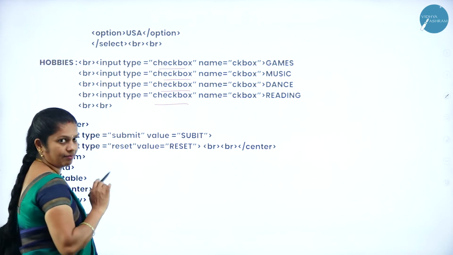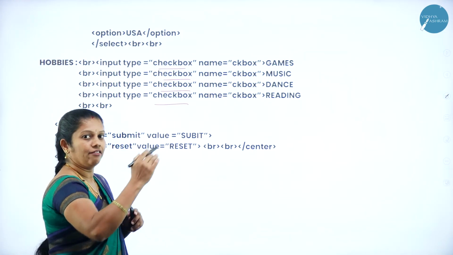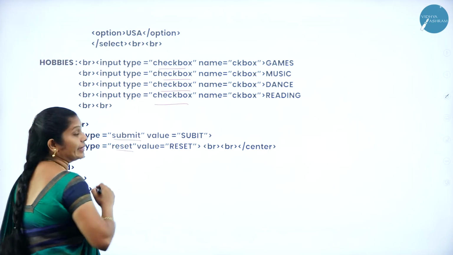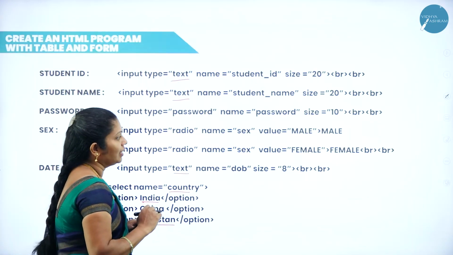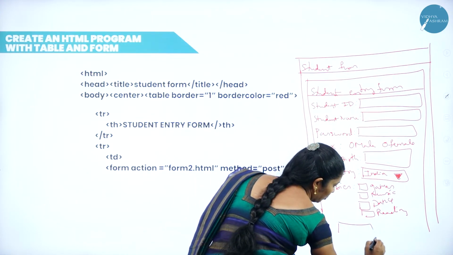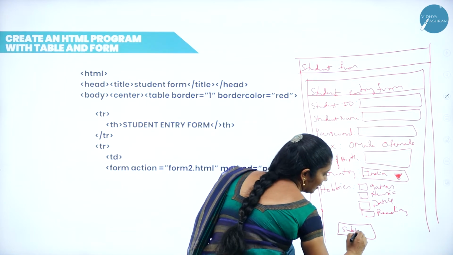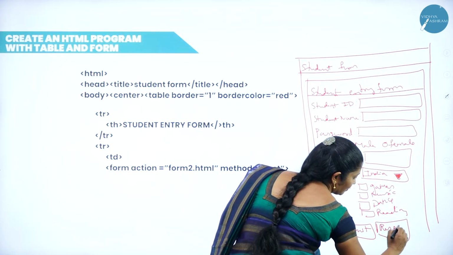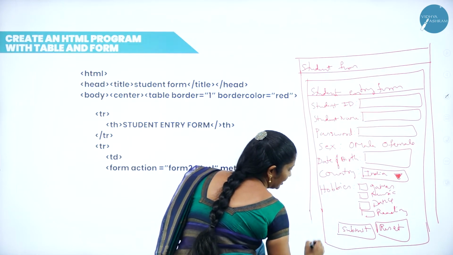Then we have BR, so whatever data we have, everything will display at the center only. Once again, I want to display submit as well as reset button. Then in the output screen, we are going to get one more option in the center box, that is submit, and one more is reset. These are the content of your table.